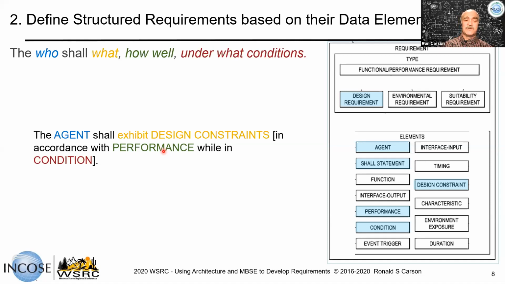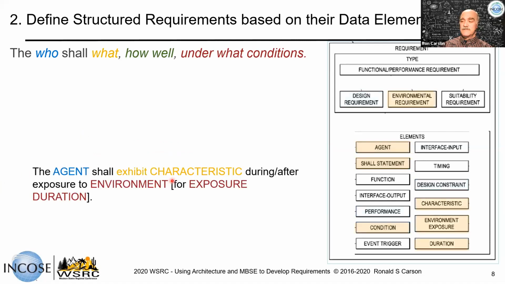This type constrains the range of acceptable solutions. The environment requirement type, these are the tan elements on the right, identifies the particular characteristics of what the system must do or be, so that's the exhibit characteristic, during, after, or during and after exposure to some impressed environment with optional exposure duration for some period of time.